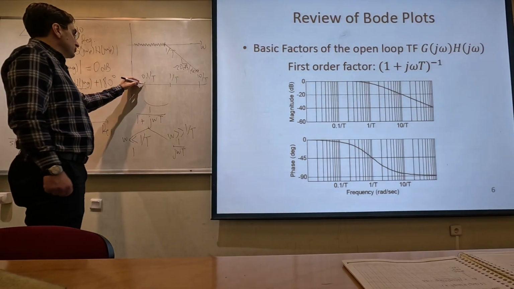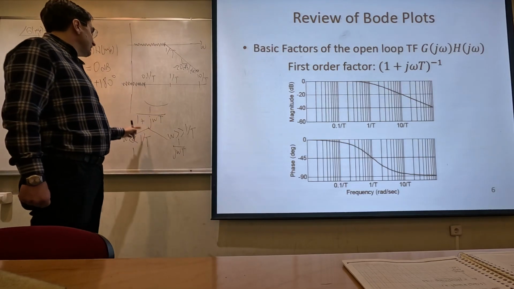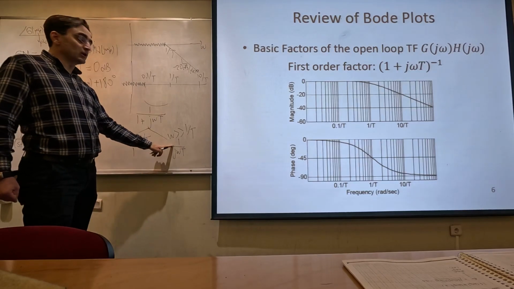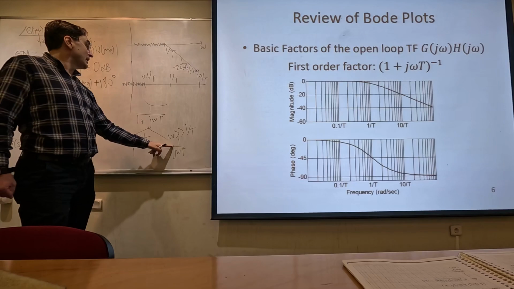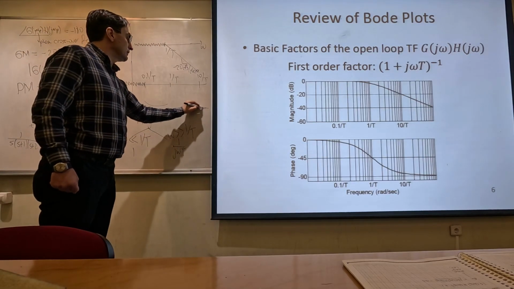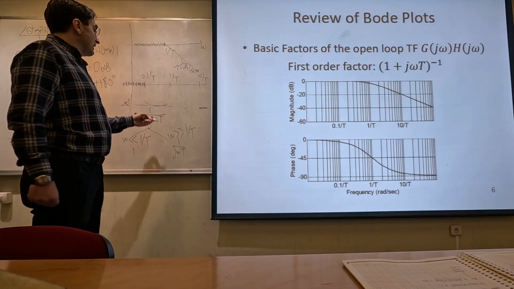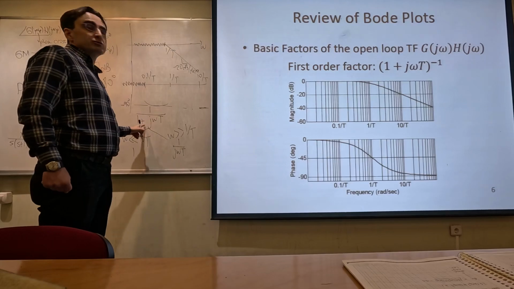It is 0, so I will assume that the phase is 0 here. And what is the phase as omega goes to infinity? As omega goes to infinity, this is going to be valid. What is the phase? Minus 90. So here, this Bode plot is going to be at minus 90 degrees.